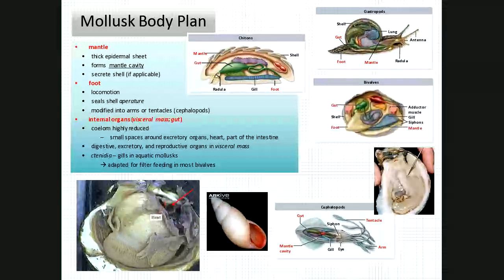The foot, which can be modified. The foot can be used for locomotion among the gastropods, the snails. That's what they crawl on, is their foot. The bivalves, the oysters and the clams, use their foot to actually dig down into the sand. They dig a hole and fall down in the sand so they can hide themselves and just leave their little siphon sticking up by which they can move food through.